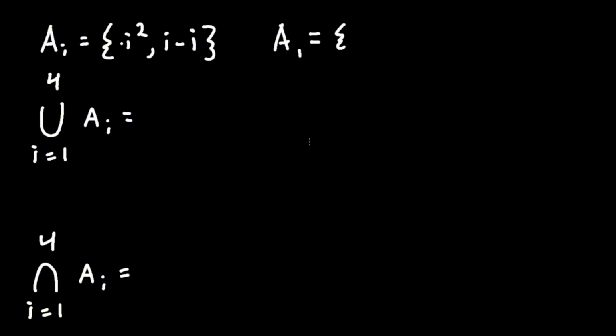We replaced I with 1, so that means we have to replace these i's with 1 as well. So we put 1 here, we get 1 squared and 1 minus 1. And this should give us 1 comma 0, right? The set 1 comma 0.